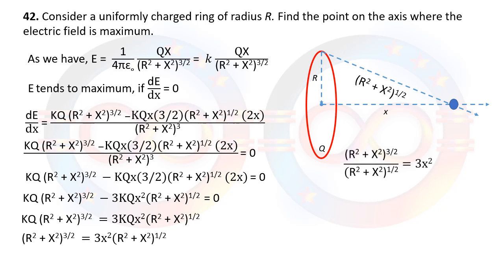We can find the value of 3x square, and it would be r square plus x square is equal to 3x square, or 2x square is equal to r square, or x is equal to r by root 2. So on its axis from the center, if we can manage a distance of 1 by root 2 times the radius of the ring, we would have the field maximum at that particular point.